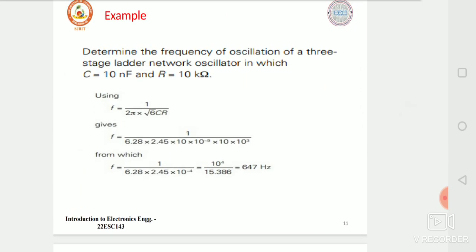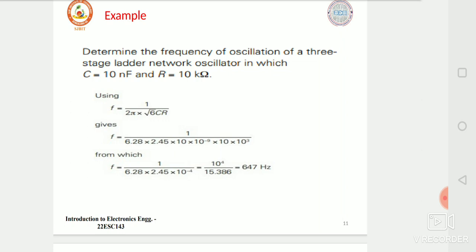And a simple problem they will ask for 4 to 5 marks in the examination. So determine the frequency of oscillation of a 3-stage ladder network oscillator in which C is equal to 10 nanofarad and R is equal to 10 kilo ohm. So F is equal to 1 over 2 pi into root 6 into RC is the RC ladder network frequency. So first collect the data, read the problem and collect the data. So C is given and R is given.